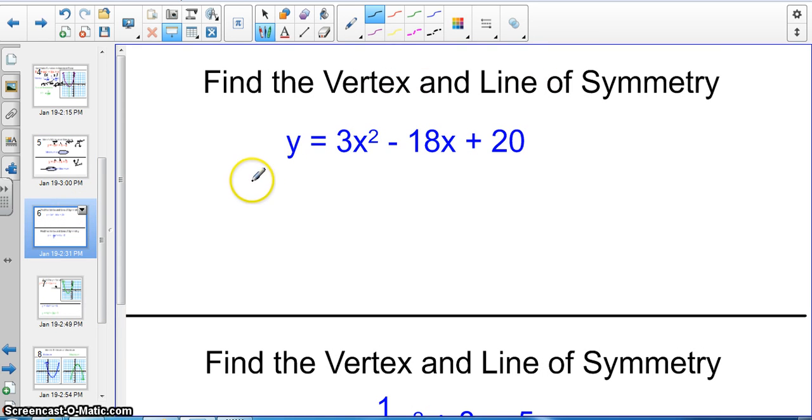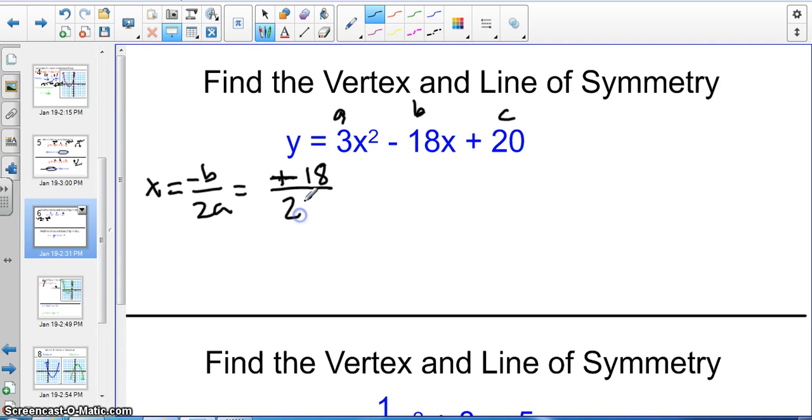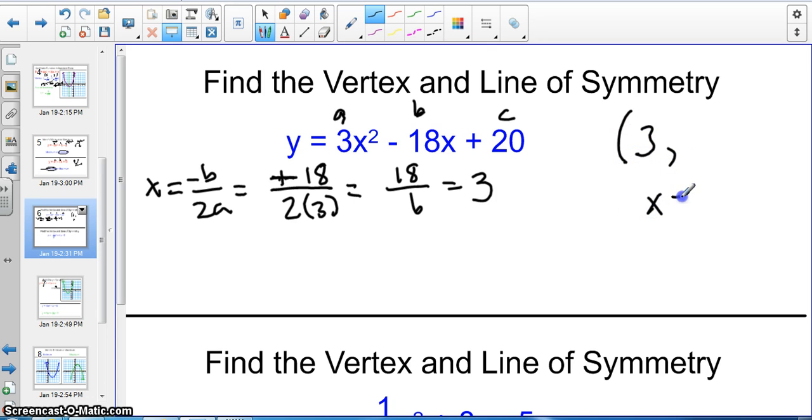So now let's find the vertex and line of symmetry. So the first thing I'm going to do is label it A, B, and C. So I use that formula, x equals negative b over 2a to find my x. So b is negative 18. So negative, negative 18. Two negatives make a positive here. All over 2 times a. A is 3. So I have 18. 2 times 3 is 6. So 18 divided by 6 is 3. So my x of my vertex is 3. That is also my axis of symmetry.